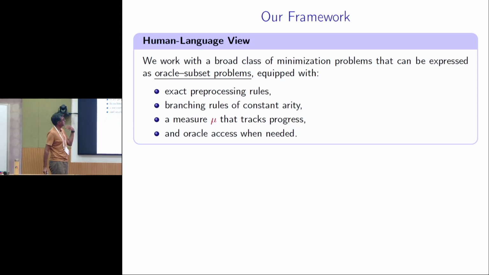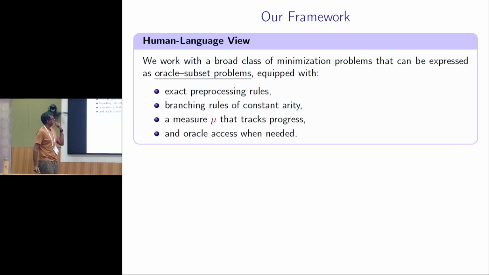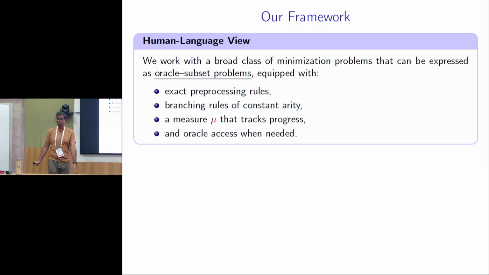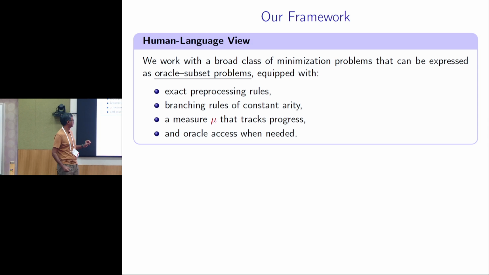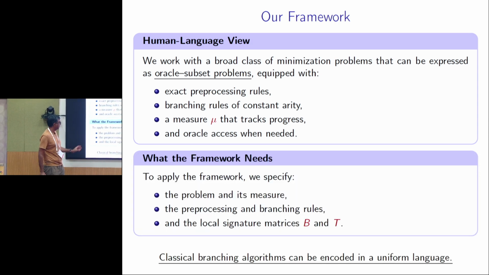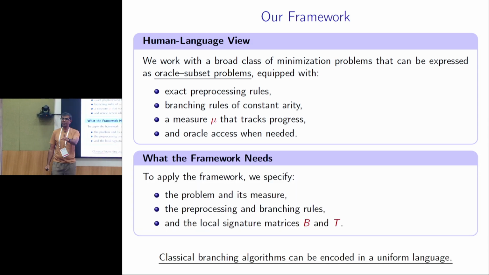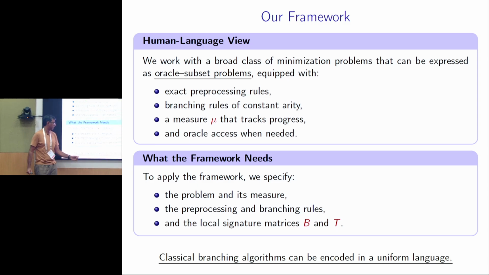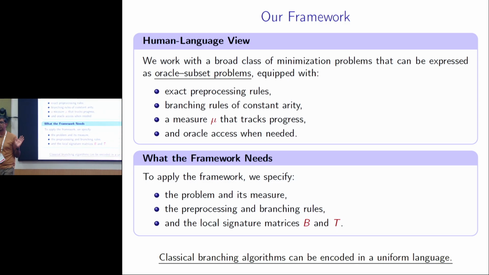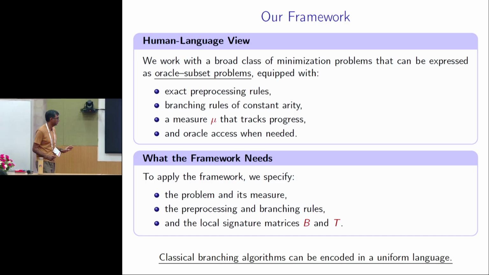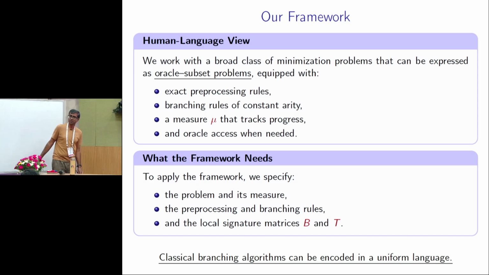Okay, so this is what I mean by Oracle subset problems, equipped with exact pre-processing rules, they should not be lossy for now, branching rules of constant arity and a measure mu that tracks progress. And what the framework needs, you have to give me the problem and the measure, the pre-processing and the branching rules, and the local signature matrices B and T for each branching. That's all that I need from you. And almost all the classical branching algorithms that we are aware of can be encoded in this uniform language.